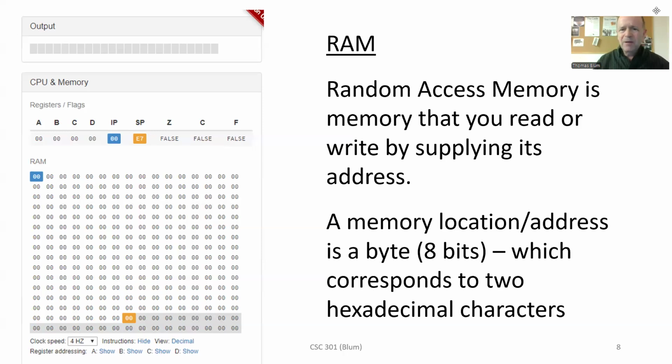And then there's this big bulk thing, the random access memory. Random access means that it's an addressable memory. You supply an address, and then you can get the value at that address. In this case, our addresses, our locations are 8 bits. So each address is going to correspond to 8 bits, and we're going to break those 8 bits up into 2 hexadecimal characters.